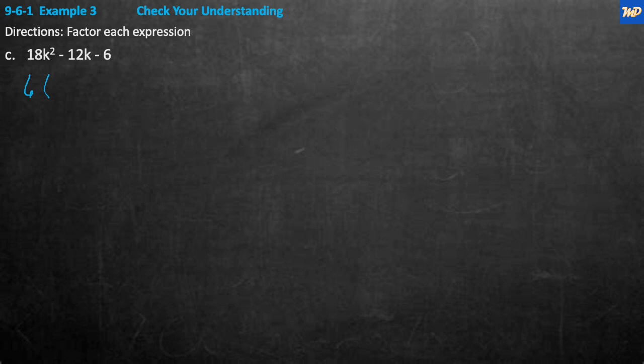It's going to be 6 comes out of 18 3 times, 3k squared, minus 6 comes out of 12 2 times k, and minus 6 comes out of negative 6 negative 1 time. So there's our new trinomial. And based on that, I'm going to put down parentheses here, and a plus, and a close paren, and an equals, give some space, and another paren. So I'm going to put the 3 up above here, and negative 1 here.